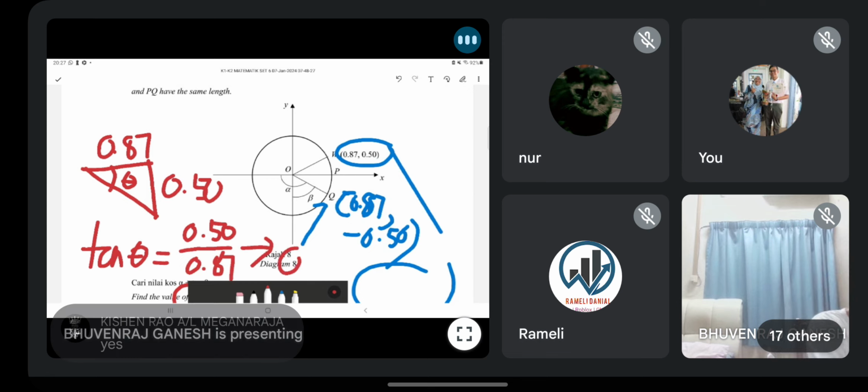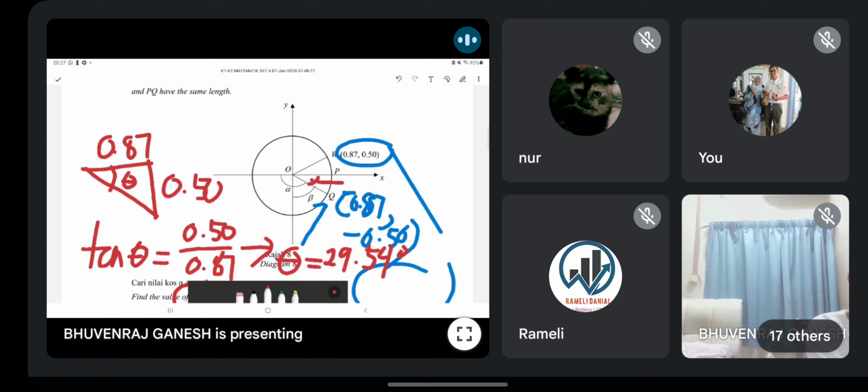Okay, so can you get theta? I think just press the calculator and you can get it. You will get theta is 29.54. So this angle, sudut ni, is 29.54, this small angle here. Now, how to count alpha? You just take 180 minus 29.54. How to count beta? 90 minus 29.54.